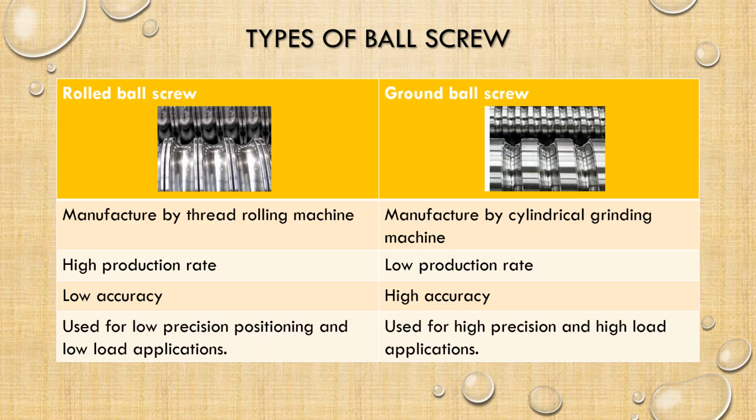Types of ball screw. First is a rolled ball screw. It is manufactured by a thread rolling machine. It has a high production rate but has a low accuracy. Second is a ground ball screw. It is manufactured by a cylindrical grinding machine. It has a high accuracy but has a low production rate.